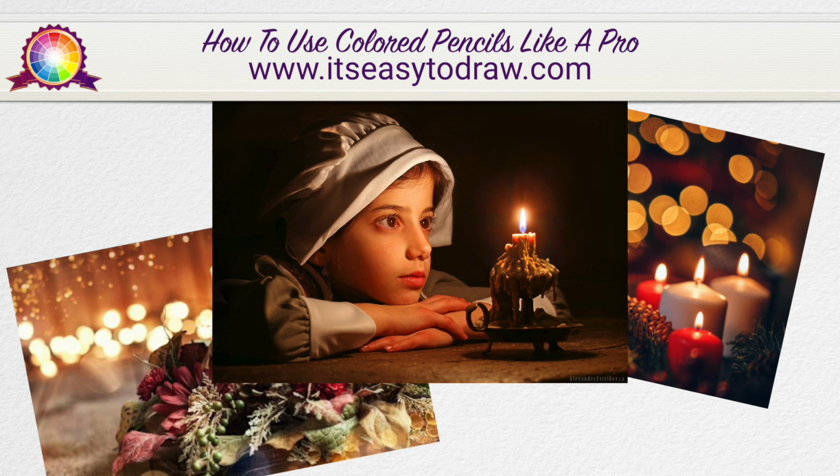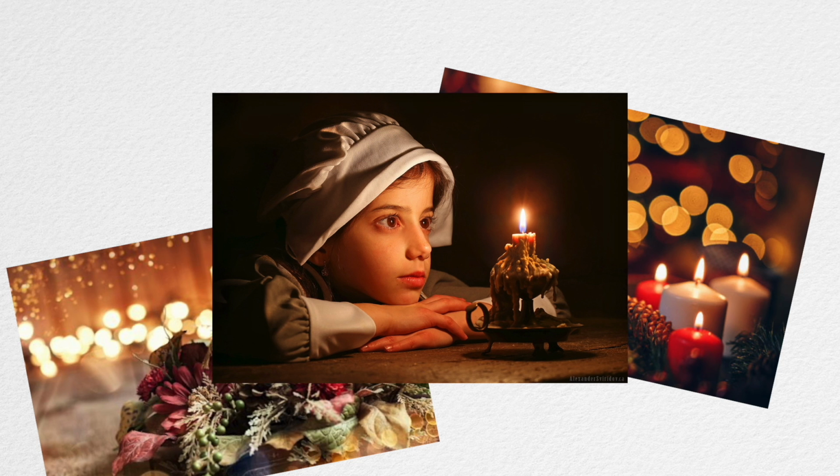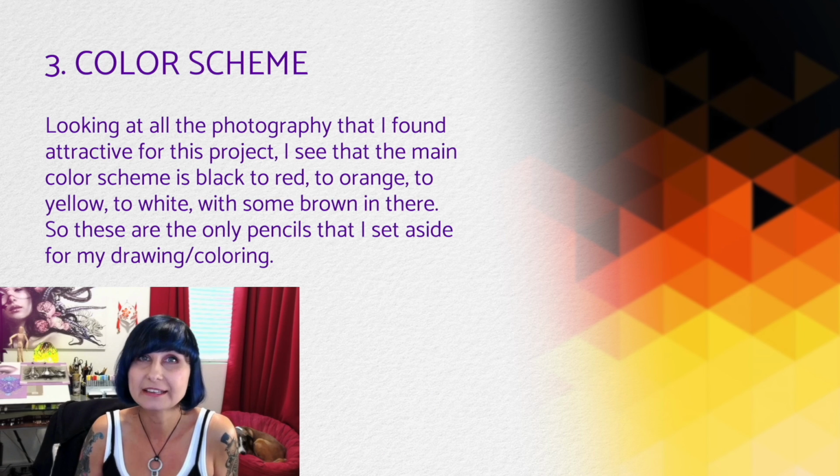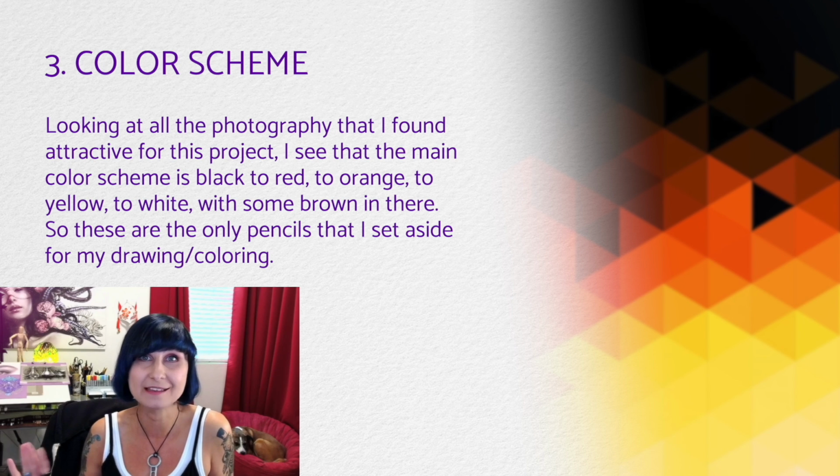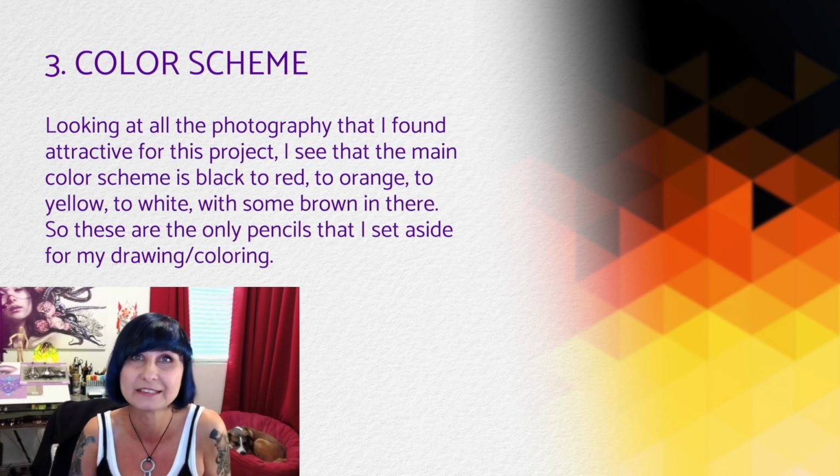There's nothing green here at all on this photo of the girl looking at the candle. There's just black, burgundy, red, orange, and yellow. So those are the colors that I'll be working with. Knowing that this is my color scheme, those are the only pencils that I'm going to pre-select, and that's it. I'm not going to be seduced by any of the blues or violets or greens in my giant pencil set.